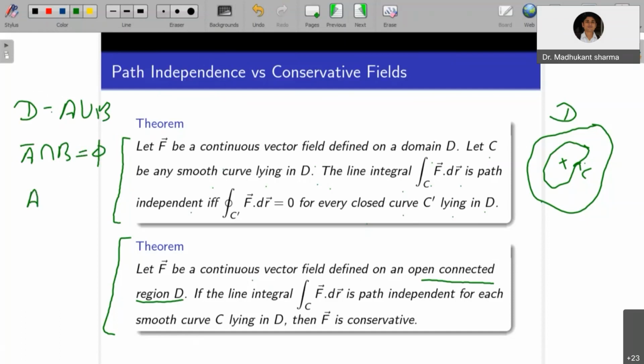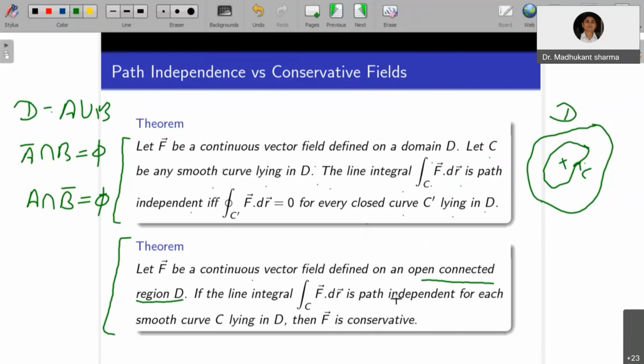Okay, and A intersection B closure is the empty set. Something like that. I will come to that a little later. What I can make you understand is that simply connected means you take any closed curve inside the domain, every point should lie inside D. A simple curve. So the gist of this theorem is, first, open connectedness is required.